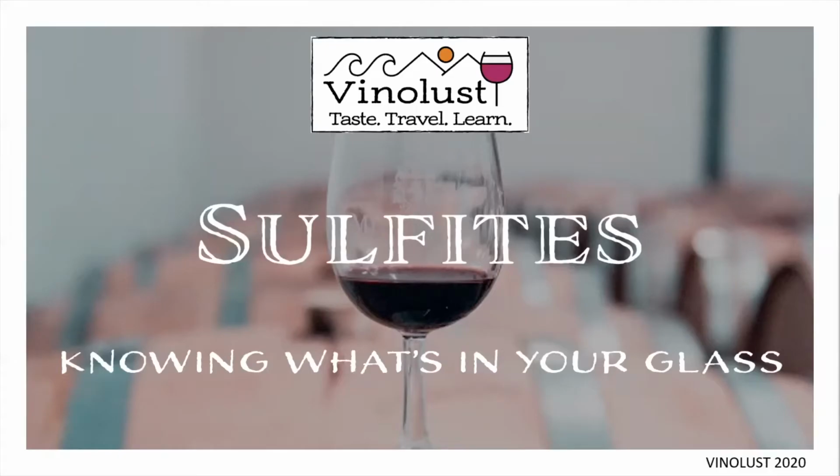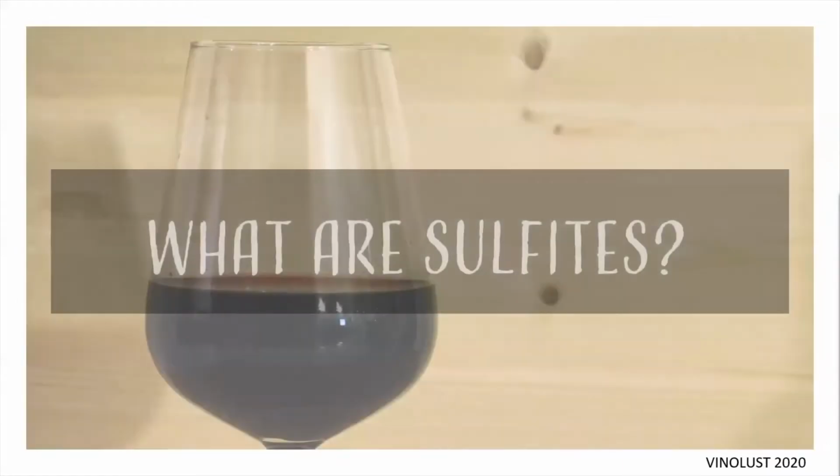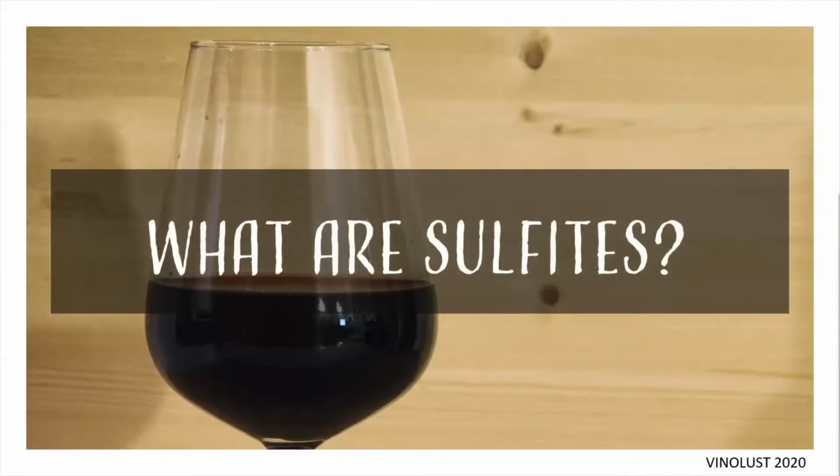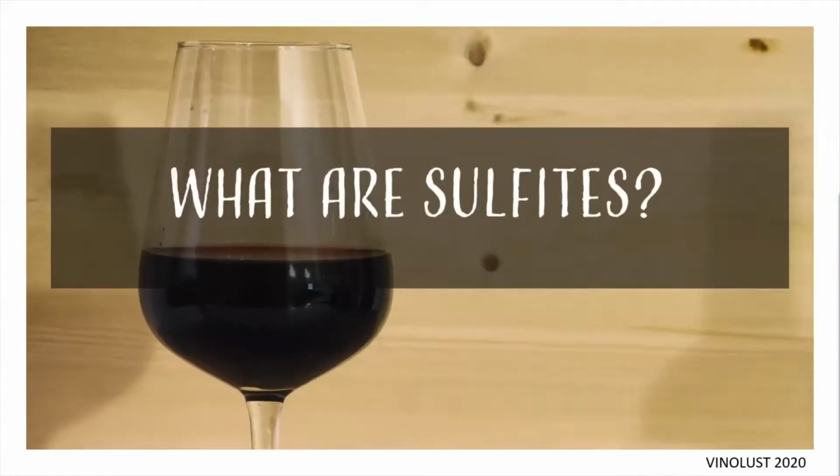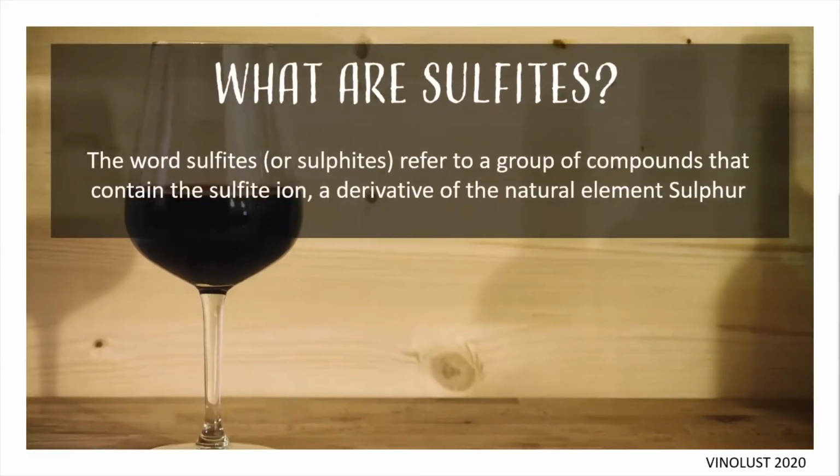So just to get on with it, what are sulfites? When we talk about sulfites, it is about knowing what's in your glass. Very specifically, sulfites are a group of compounds that are derived from the element sulfur, which is a naturally occurring element on the periodic table, atomic number 16, I believe. It is the 10th most common element on Earth. So it's a really common natural element.